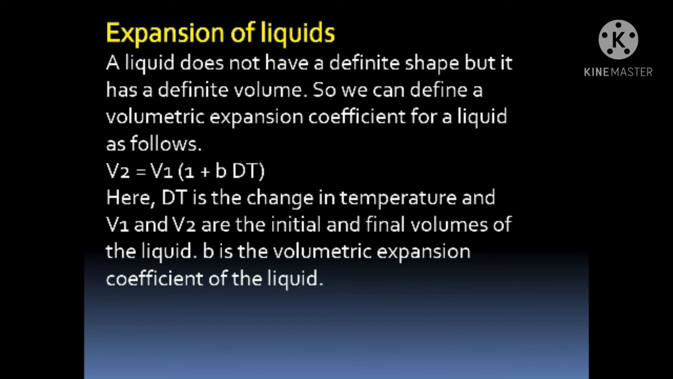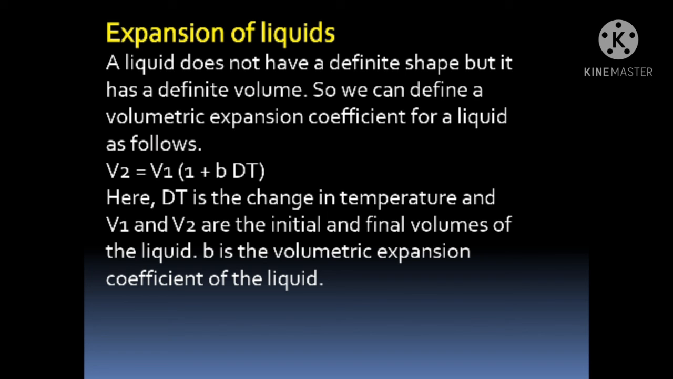We know students, liquid does not have a definite shape, but it has a definite volume. We know the difference between shape and volume. So students, what is expansion of liquid? A liquid does not have a definite shape, but it has a definite volume. So we can define a volumetric expansion coefficient for a liquid as follows. V2 is equal to V1 multiplied by 1 plus beta into delta T.